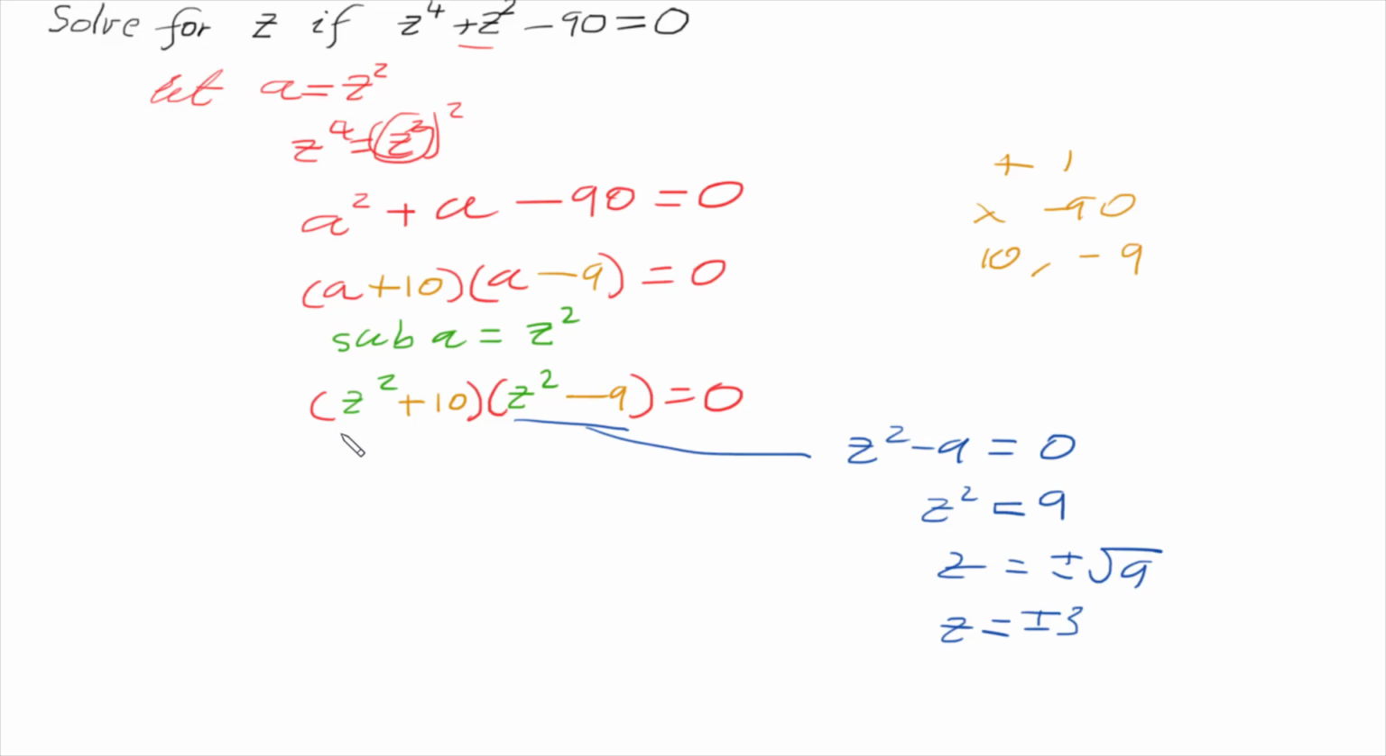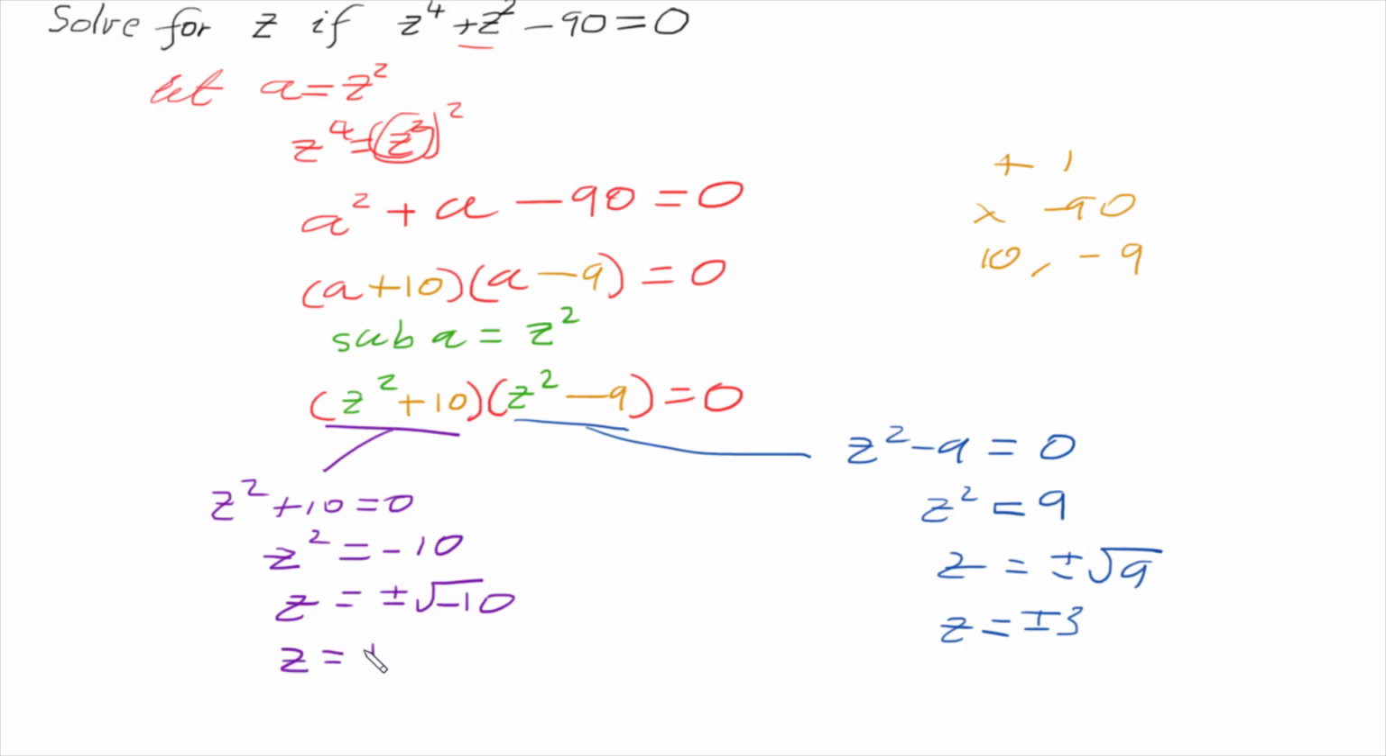If I have a look at the first part, z squared plus 10 equals 0, that means that z squared equals negative 10, and now I need to take plus or minus the square root of negative 10. But thankfully, we're in the world of complex numbers, so we can turn this into plus or minus i root 10. That gives me my other two roots. So I've got z is plus or minus i root 10, and z is plus or minus 3.